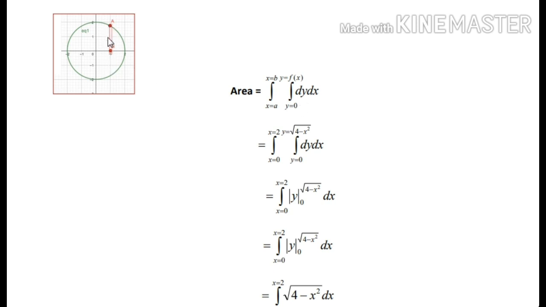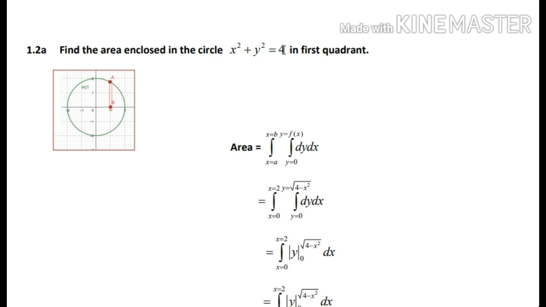Now we have to choose one small strip in this region, and limits for y varies from 0 to the curve. On curve y square is 4 minus x square, so y is under root 4 minus x square. Because y is on the first quadrant, which is a positive quadrant, both x and y are positive, so we have to take positive limit of y. So y varies from 0 to under root 4 minus x square, and in this region we have to cover this whole region.